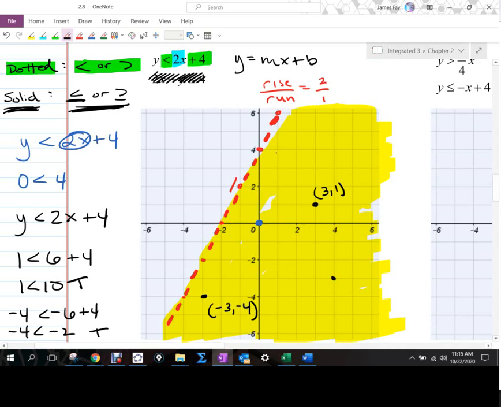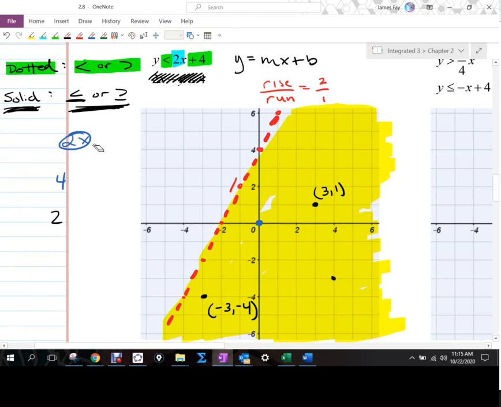If those give me all true statements, okay, then let's take a point that is on my dotted line. Let's take the point right there. Let's take negative 2, 0. So x is negative 2, y is 0. If I plug that into my inequality, y is less than 2x plus 4. So y is 0, less than 2 times negative 2, which would be negative 4, and then plus 4. What's negative 4 plus 4? 0, isn't it? Ask this question: is 0 less than 0? No, that's false, right?